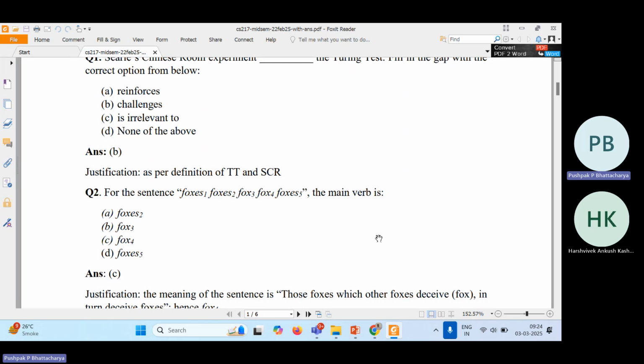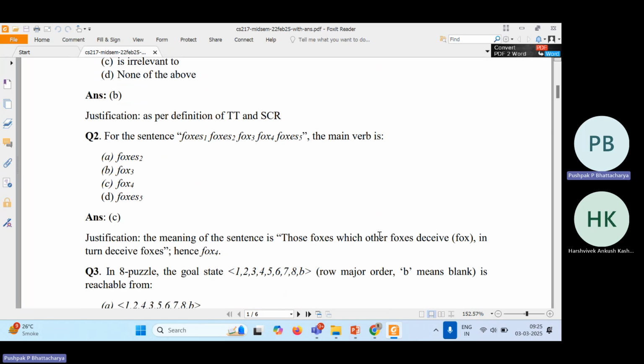Now the sentence: foxes, foxes, fox, fox, foxes. The meaning of this sentence is that those foxes which other foxes deceive, fox being the word meaning deceive, in turn deceive foxes. So you can see here, foxes that other foxes deceive, deceive a third set of foxes. So the main verb is fox, to deceive.